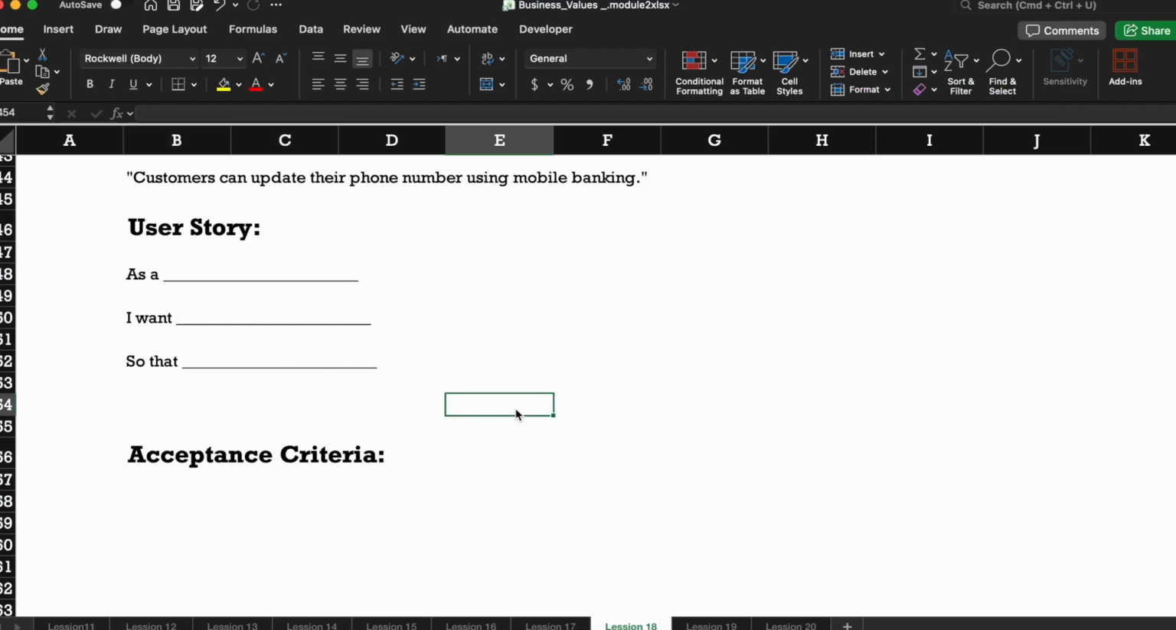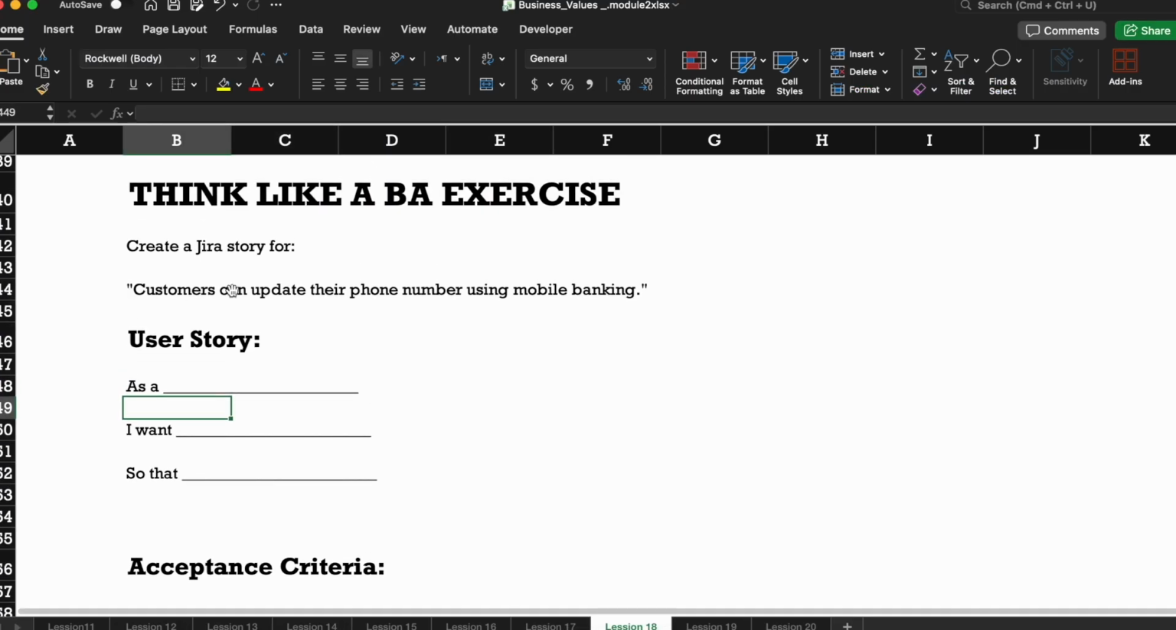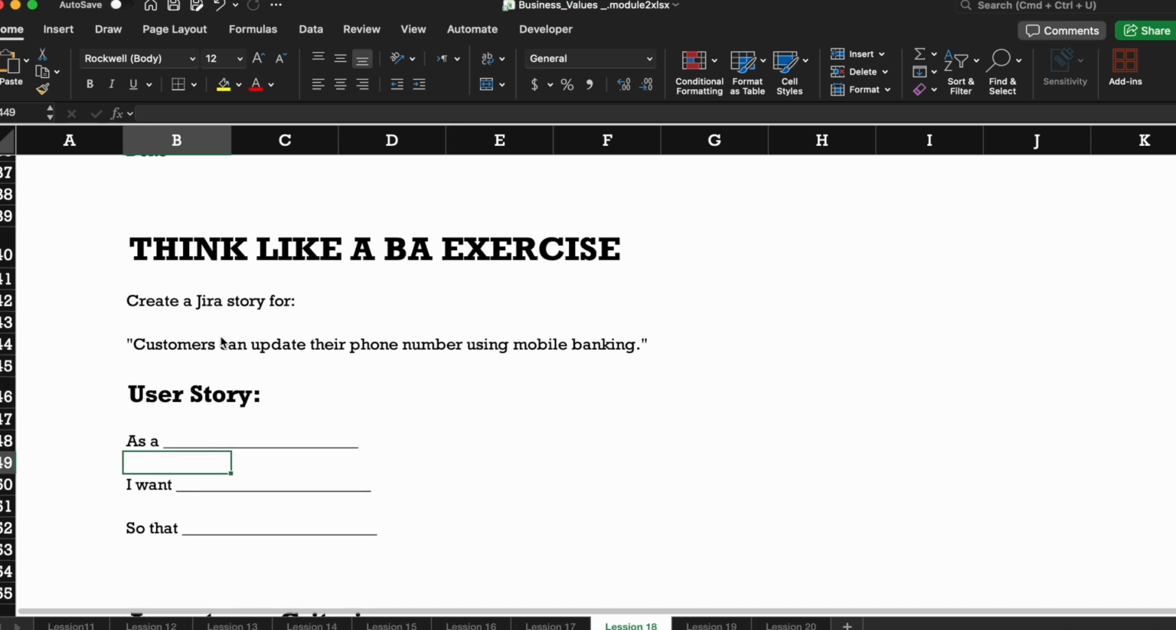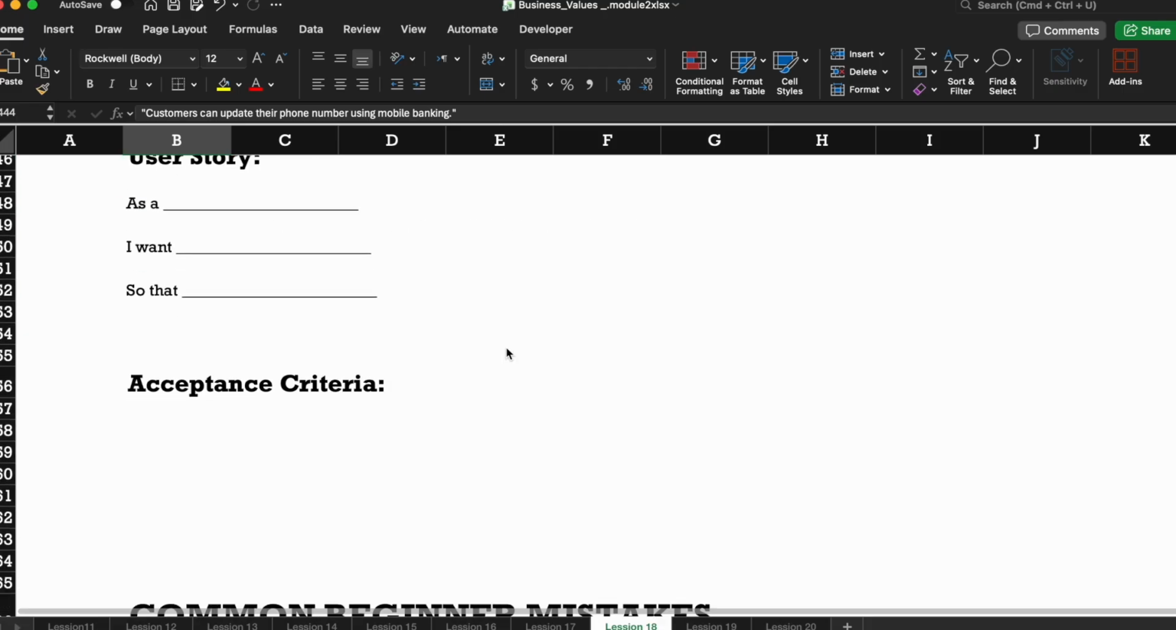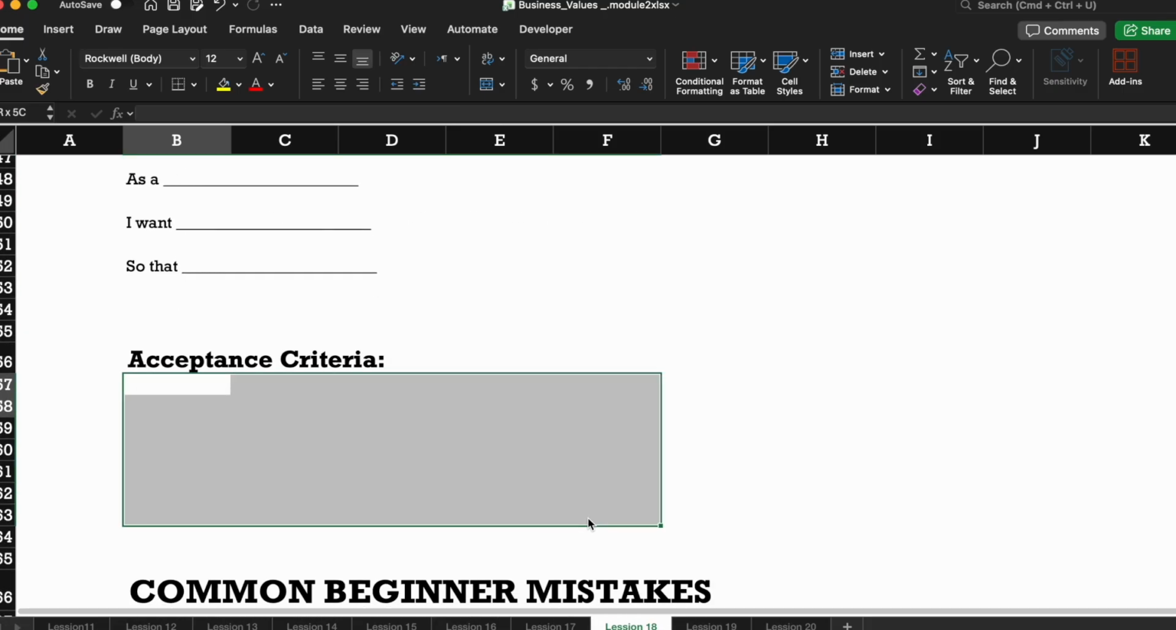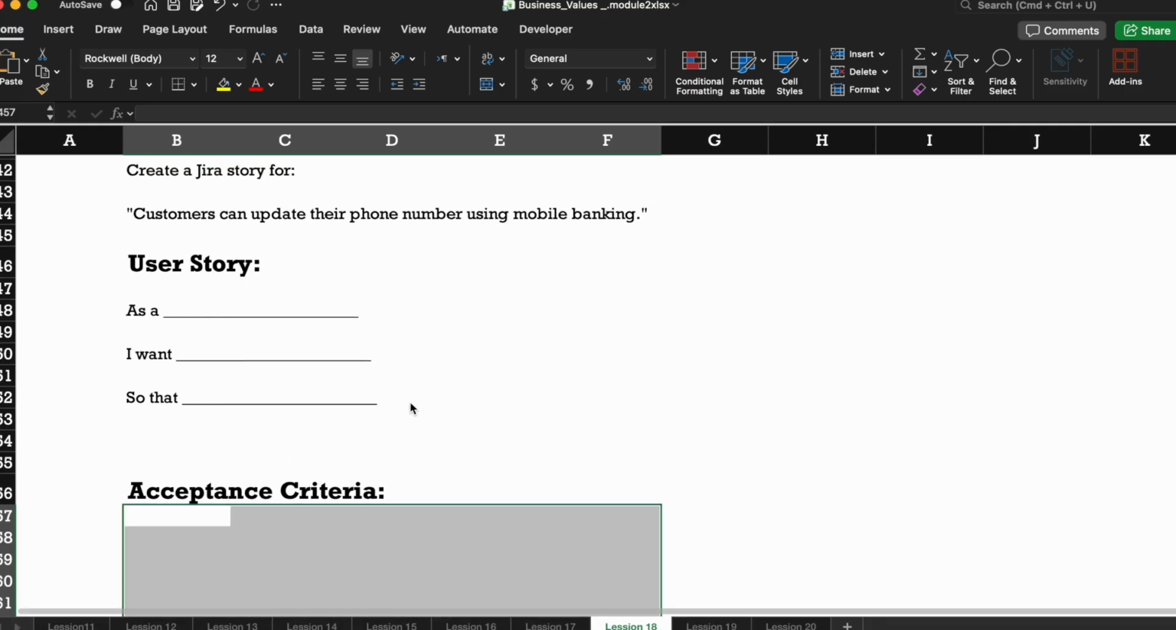Okay, let me go back here. So you create a user story. This is now your job. You create an Epic and keep creating user stories using Jira. It's free, guys. Add acceptance criteria, and let me know if you have any questions.